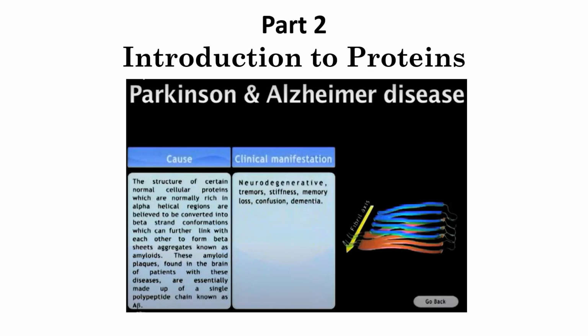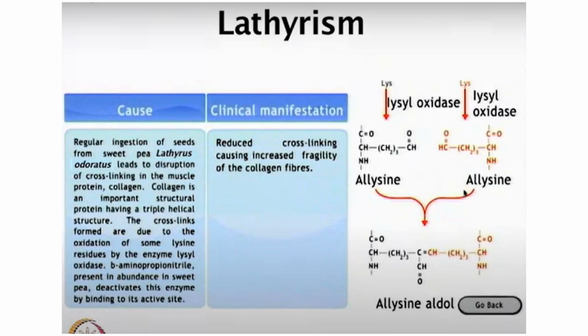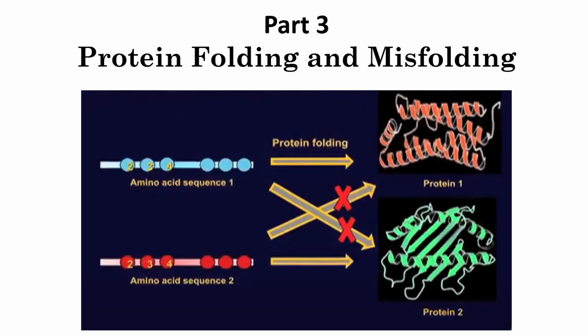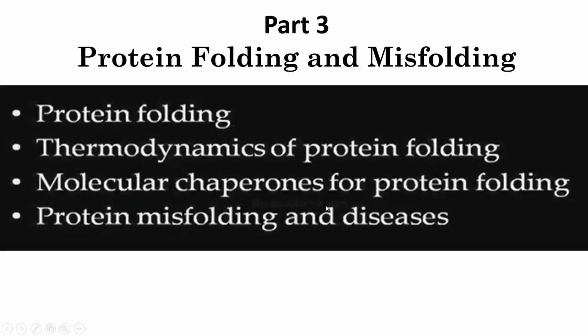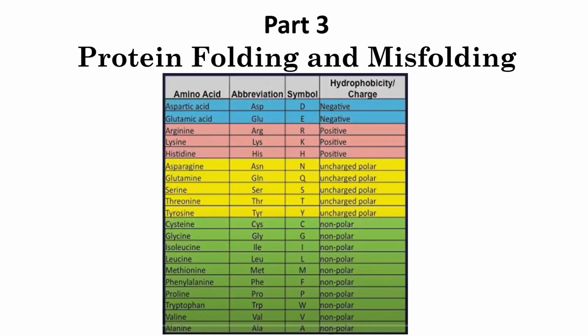So all this discussion is on the basis of protein structure or protein folding being affected. That's the reason this kind of disease can occur because of wrong protein folding. That's what's discussed in terms of protein folding and misfolding.